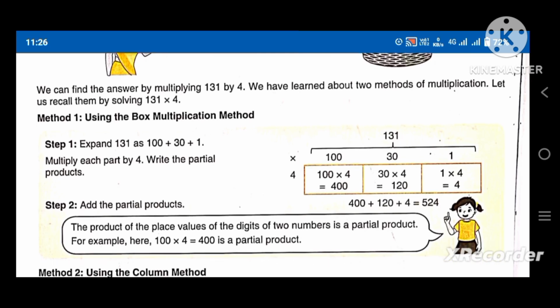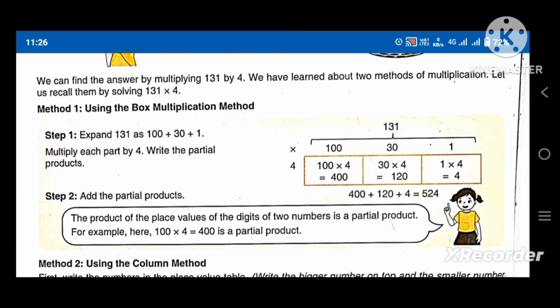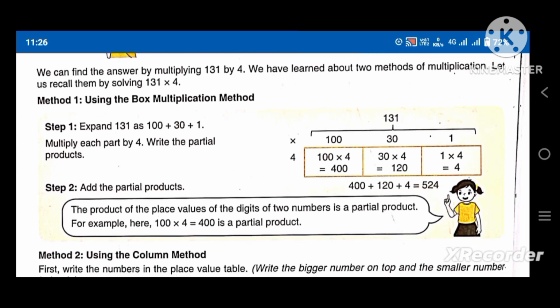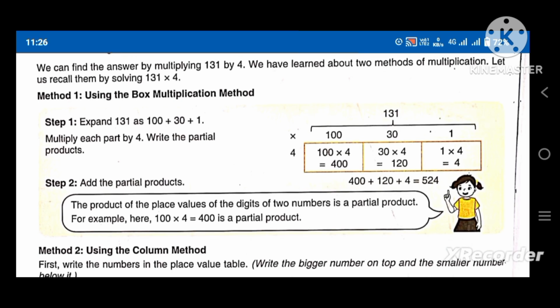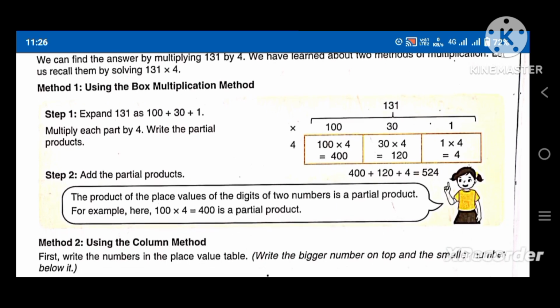Step 2. Add the partial products. The product of the place values of the digits of two numbers is a partial product. For example, here 100 into 4 is equal to 400 is a partial product.